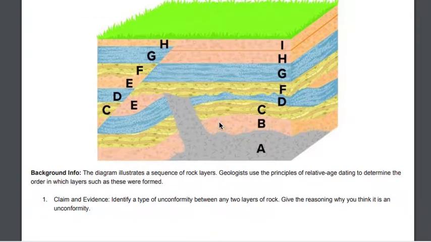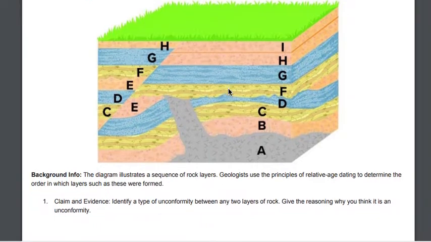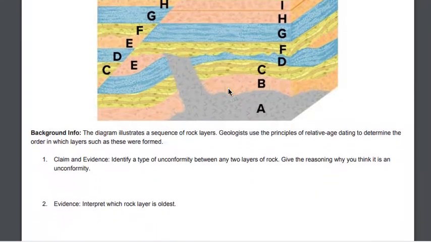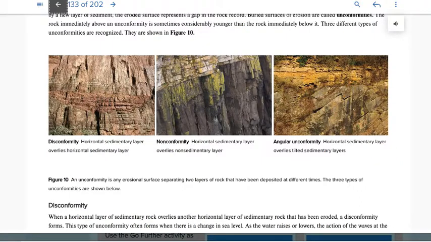So here is your sample that you're going to be looking at for this activity. The first question says, identify a type of unconformity between any two layers of rock. Give the reason why you think it's an unconformity. Going back to the material, here's an example of a disconformity. That is where there was hard rock here and it should be flat because of lateral continuity, but it is not flat. It got eroded away.